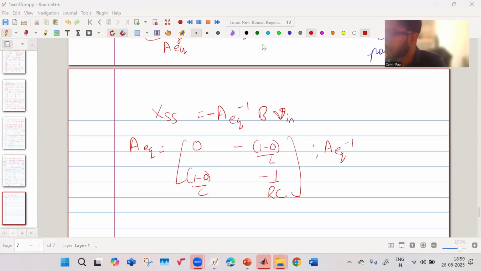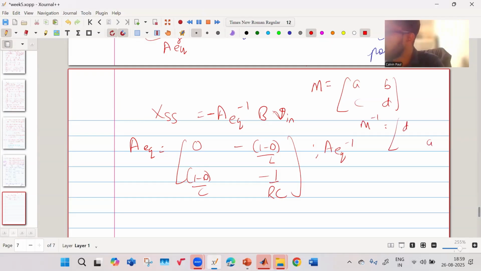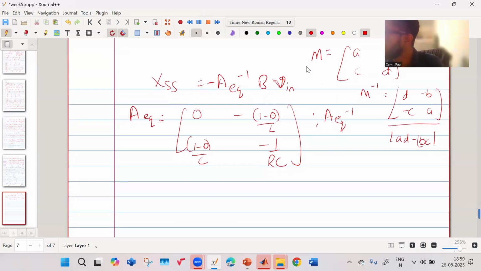We can interchange the diagonal elements A11 with A22, then change the sign of the other two elements. Suppose you have a second-order matrix M, where M inverse is just D, minus B, minus C, A, upon AD minus BC. This is a simple shortcut. So we do the same.